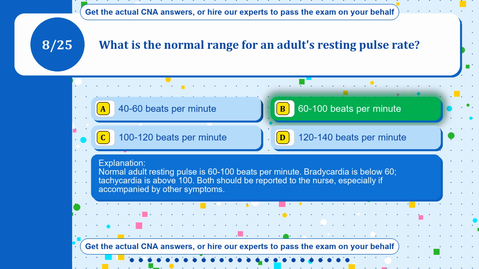Normal adult resting pulse is 60 to 100 beats per minute. Bradycardia is below 60, tachycardia is above 100. Both should be reported to the nurse, especially if accompanied by other symptoms.